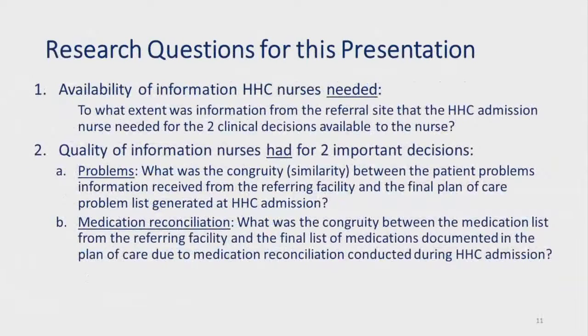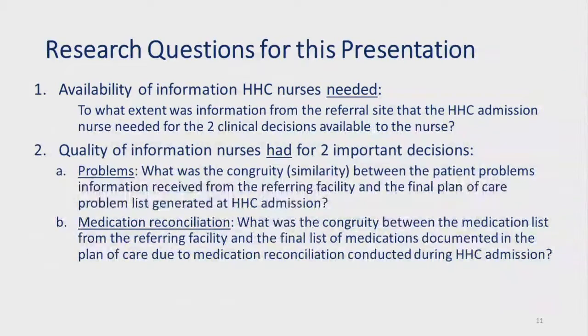So I have 2 major research questions that I'll talk about in this presentation. The first talks about the availability of information that nurses in home health care admissions said they needed. So availability of information that's needed. The second question talks about the quality of the information they actually had. And that has 2 parts. 1, talking about the problems, and 1, examining medication reconciliation. And we examine quality by looking at congruity, which is how similar the information is from referral to documentation and plan of care. Are there any questions so far?